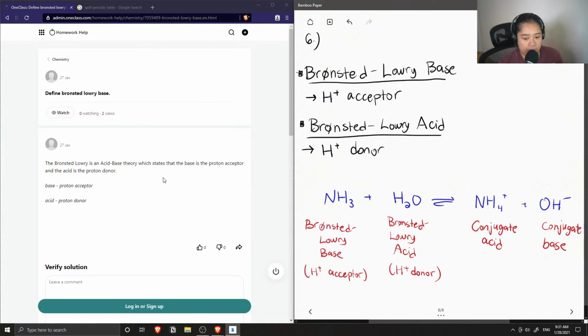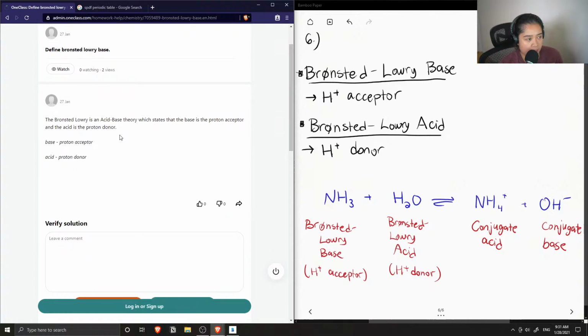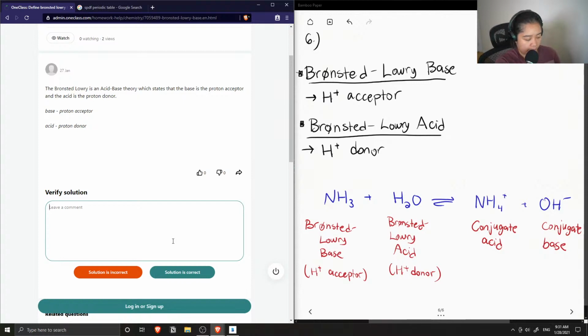So let's see what the junior tutor said. The Bronsted-Lowry acid is an acid-base theory, which states that the base is the proton acceptor and the acid is the proton donor. Okay, so this solution is correct.